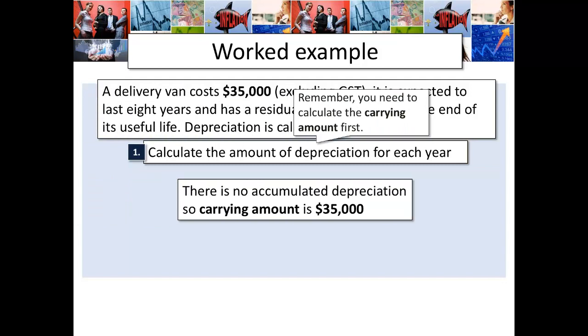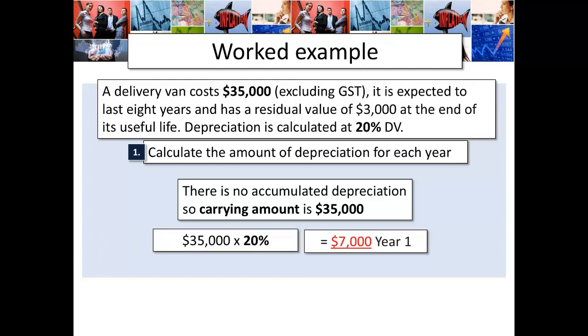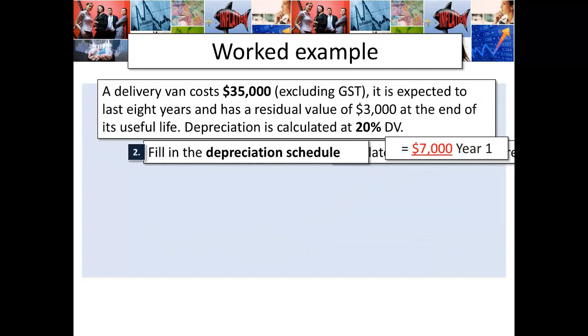Remember, we need to calculate the carrying amount first here. No accumulated depreciation in the first year. Carrying amount $35,000. What's 20% of $35,000? In the first year, $7,000. That's the amount to be depreciated. That's a value that's coming off our van.